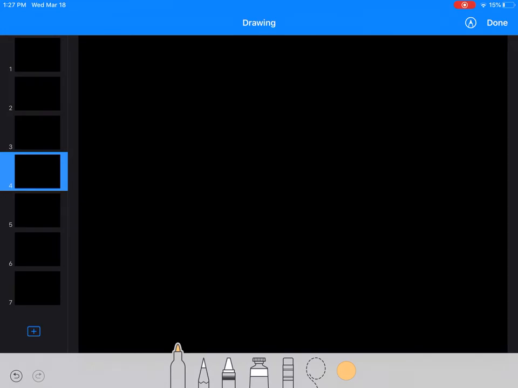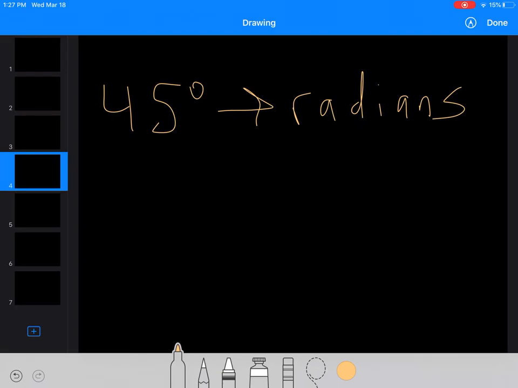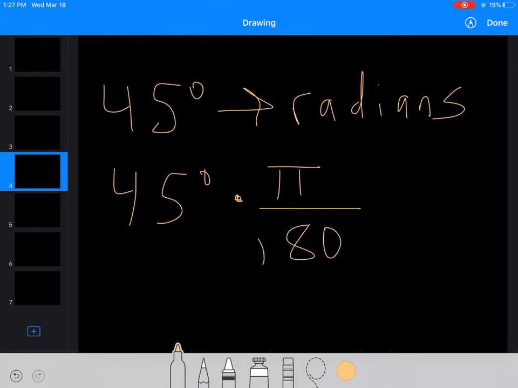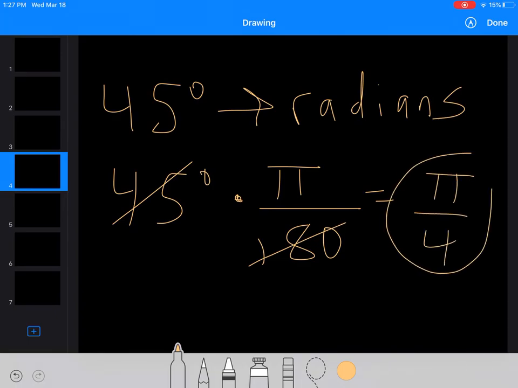So we can convert degrees to radians and radians to degrees very easily. If I have 45 degrees and I want to turn it to radians, all I have to do is multiply it by pi over 180. Okay, and so we can cross cancel some terms here. And eventually we'll get 4 on the bottom. So 45 degrees is the same thing as pi over 4 radians.